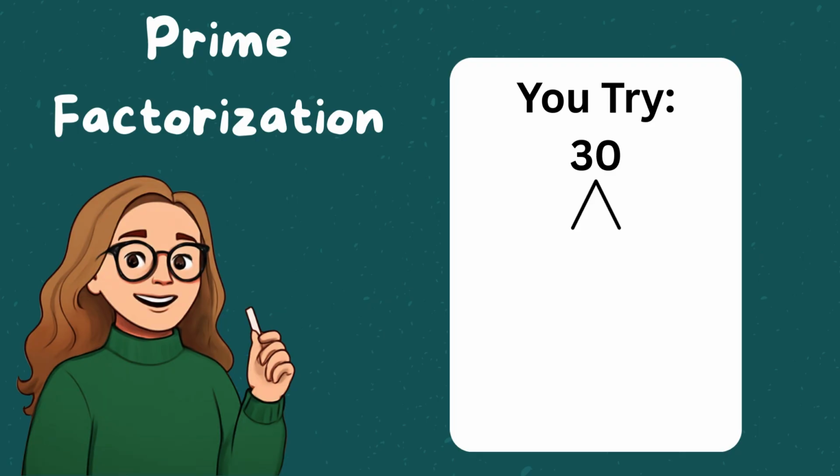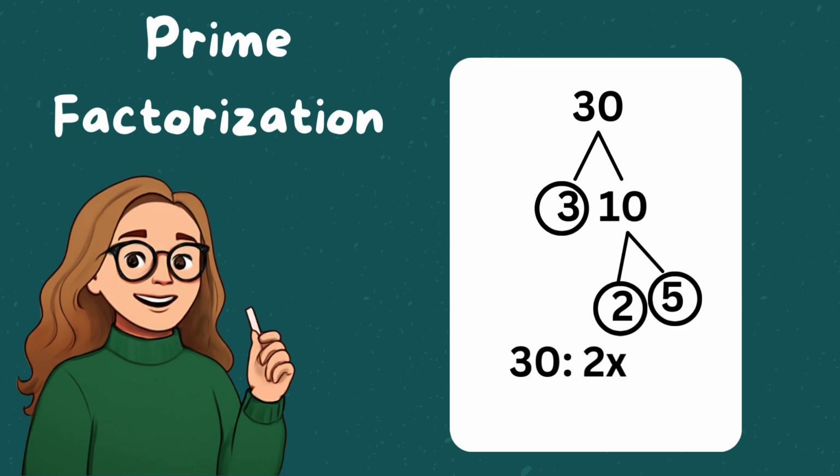I want you to try the number 30. Pause the video now if you want to be able to work it out on your own. If you wrote the prime factorization as 2 times 3 times 5, you're correct. There's 2 ways to get here because you could have done 3 times 10, or you could have started with 2 times 15. I did 3 times 10, so mine may look a little different than yours. But if you got for your answer 2 times 3 times 5, then you also did it correctly.